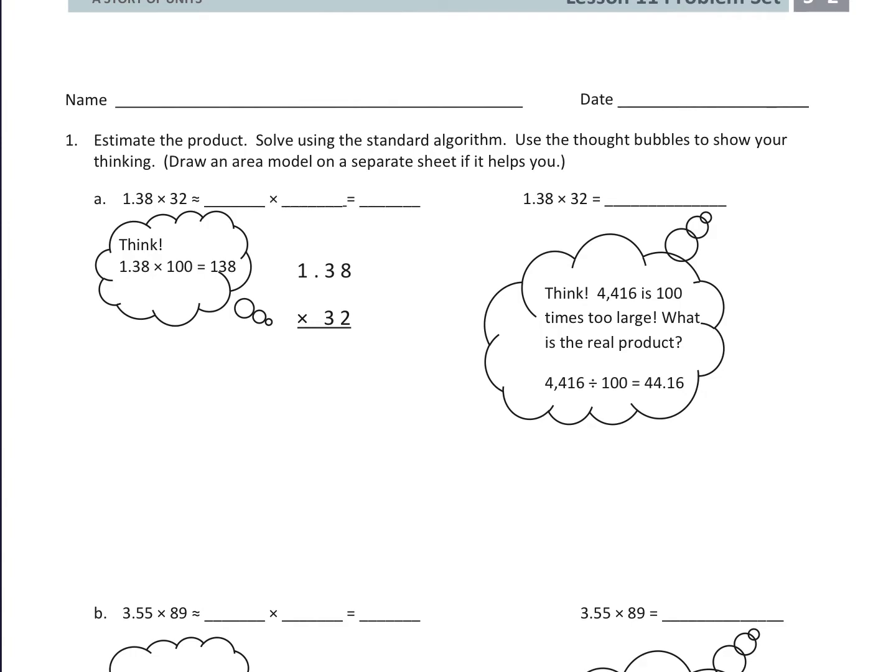So we're bringing in now these things called thought bubbles. We'll get to that in just a second. For now, let's read the directions. Estimate the product, solve using the standard algorithm, use the thought bubbles to show your thinking, draw an area model on a separate sheet if it helps you. So you don't have to draw an area model, but you can use a scratch sheet of paper if it helps you do that. So this is very similar to the previous lesson.